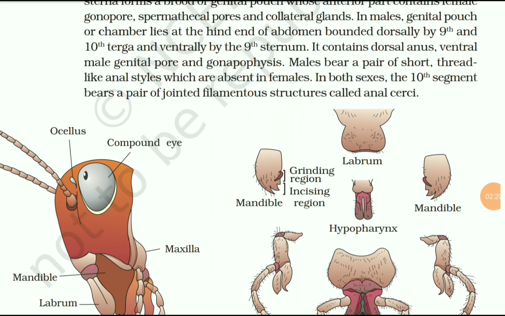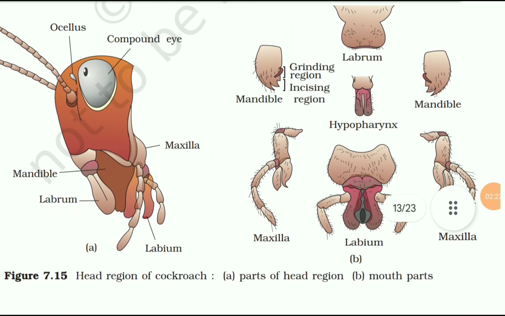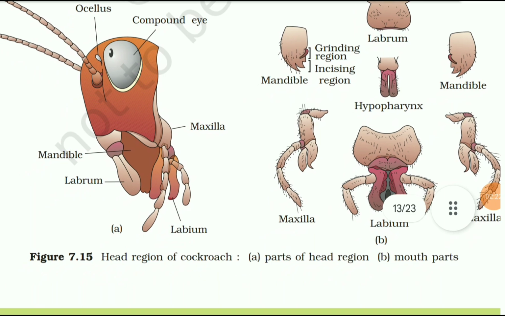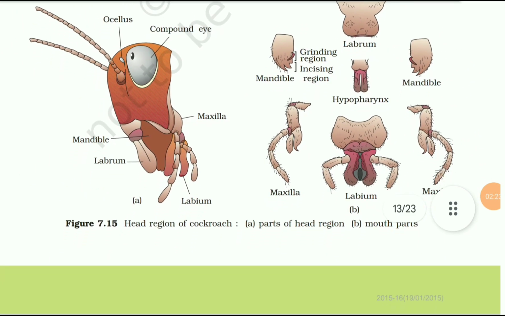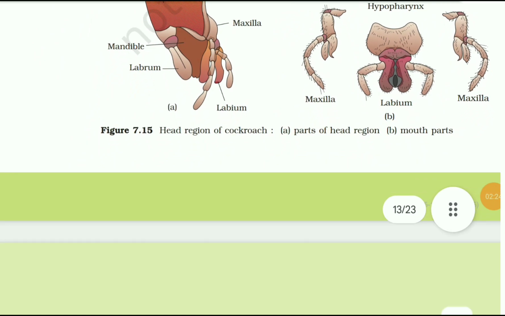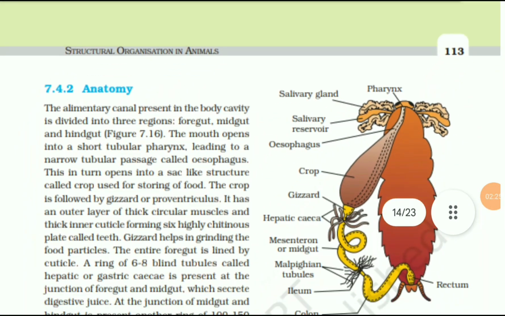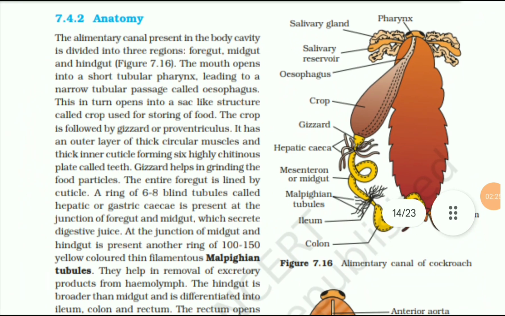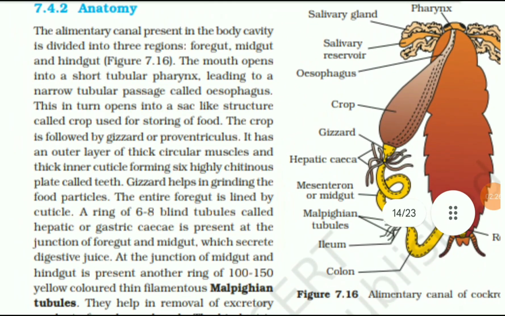Again I am repeating that because it's an important paragraph. The abdomen in both male and female consists of 10 segments. In the female, the 7th sternum is boat-shaped, and together with the 8th and 9th sternum forms a brood or genital pouch whose anterior part contains the female gonopore, spermathecal pores, and collateral glands.